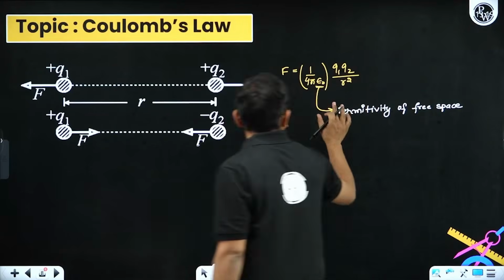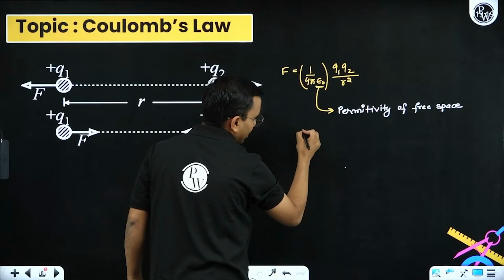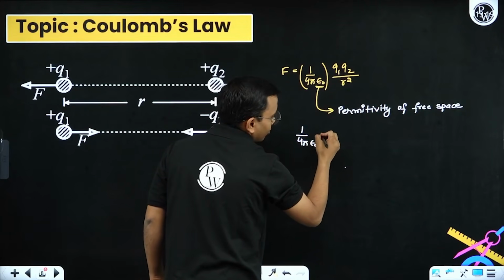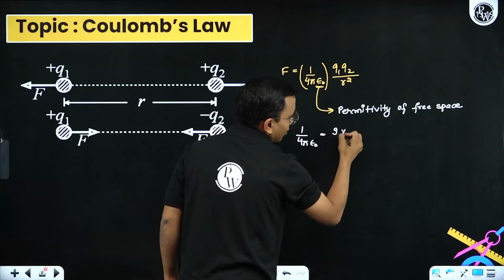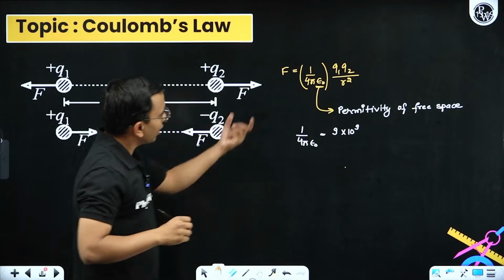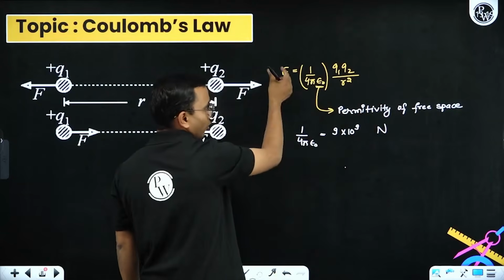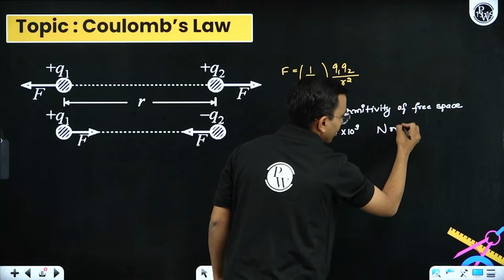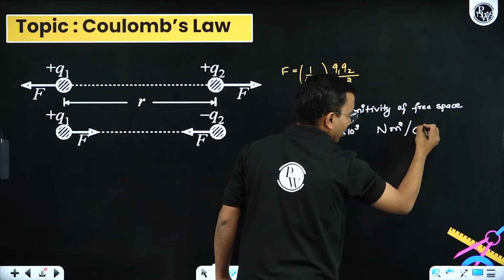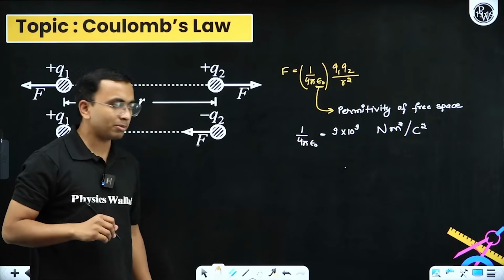Now, what is the value of this 1 by 4 pi epsilon naught? You need to remember this. So, 1 by 4 pi epsilon naught is basically equal to 9 into 10 to the power 9. What are the units? Force has unit of Newton. This r square will go on the other side, so Newton meter square. Q1, Q2 will come in the denominator, so per Coulomb square. So this is the SI unit of 1 by 4 pi epsilon naught.